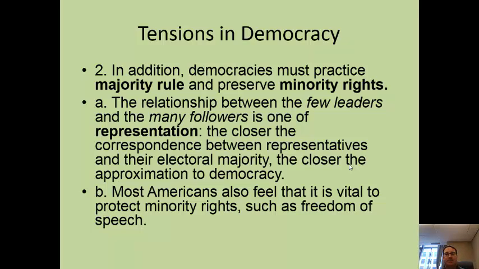So one of the big tensions in democracy is you have majority rule. In a democracy, the majority, the one who gets the most votes, rules. But at the same time, in American democracy particularly, you're trying to preserve minority rights. So even though you may not win the vote, you still have the rights. Every time the Republicans or Democrats win an election, the other party does not lose their citizenship. They don't lose their property and lose their money and all that kind of stuff. That happens in some countries, right?